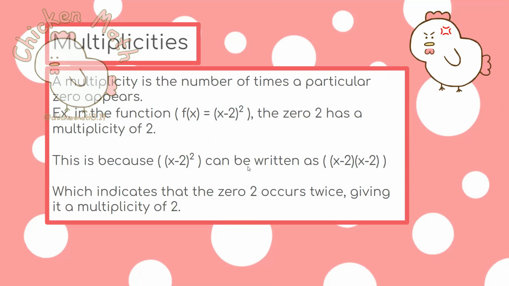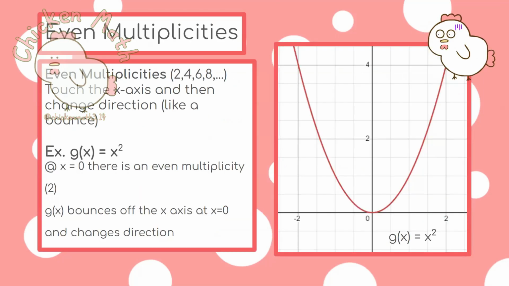That's what that squared means. And these multiplicities are going to be really important for sketching out graphs, and here's why. We're going to want to look out for even and odd multiplicities. All right, so even multiplicities, 2, 4, 6, 8, so on, all our even numbers will touch the x-axis and then change direction. So you can think of it as a bounce. g of x equals x squared. Our zero will be at x equals 0. There is an even multiplicity. This x is raised to 2. And since it's even, at x equals 0, our graph is going to bounce.